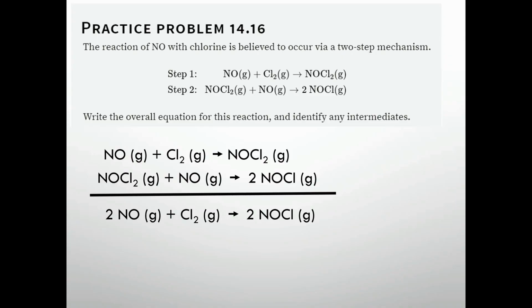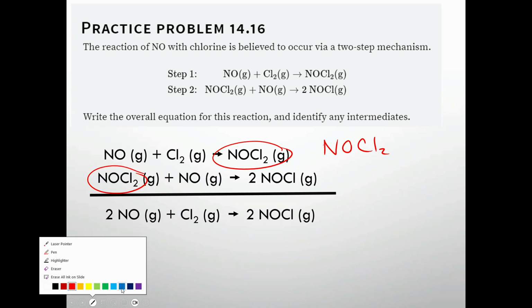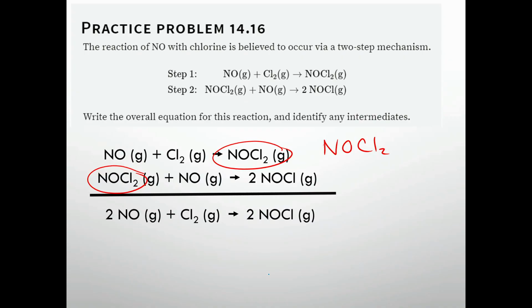My intermediate is created in the first step and used up in the second step. So my intermediate is NOCl2. And despite the fact that the overall reaction is 2NO plus Cl2, if the first step is my slow step, then my rate is equal to K times NO times Cl2, and it is bimolecular.